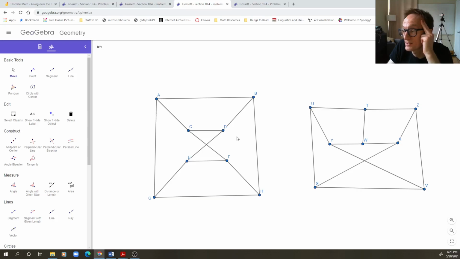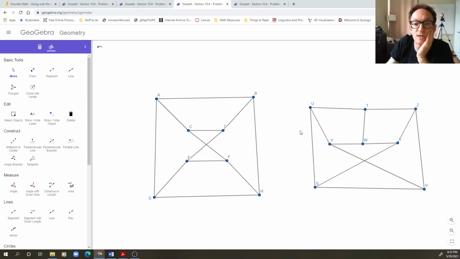Should have prepped this in advance. It's also possible that these aren't isomorphic. I think they are. Okay. So here's what I'm feeling. I'm feeling like C, D, E, and F are actually W, X, S, and V.